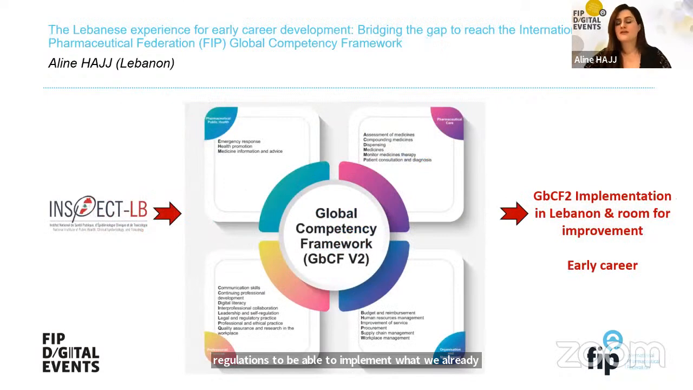So based on this first analysis, PESTEL analysis and critical analysis, our group in Inspect LB, we took the GbCF2, and we thought that it could be an interesting and very, very important tool to see how we can improve and how we can implement an early career development program.